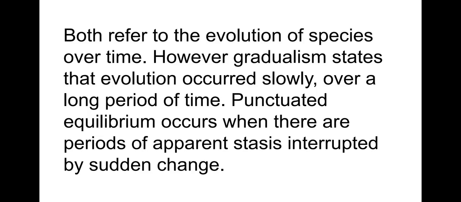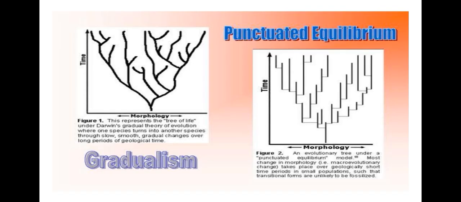Both refer to evolution of species over time. However, gradualism states that evolution occurs slowly over a long period of time. Punctuated equilibrium occurs when there are periods of apparent stasis interrupted by sudden change. Gradualism, punctuated equilibrium.